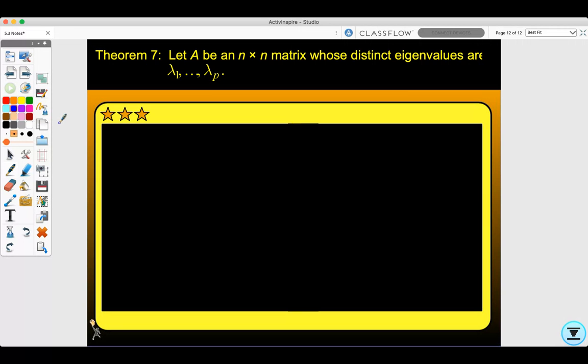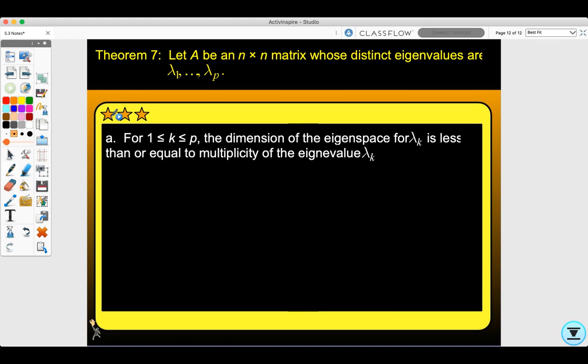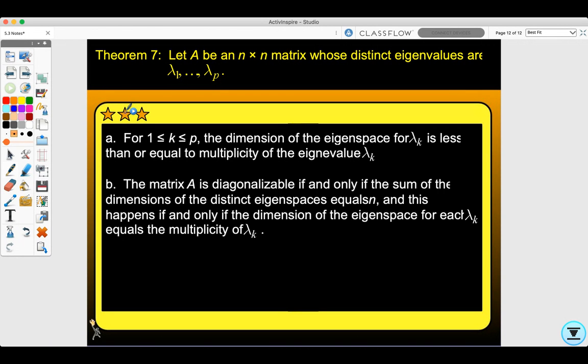Theorem 7. Let A be an n by n matrix whose distinct eigenvalues are lambda 1 up to lambda p. A: For 1 less than or equal to k less than or equal to p, the dimension of the eigenspace for lambda k is less than or equal to the multiplicity of the eigenvalue lambda k. B: The matrix A is diagonalizable if and only if the sum of the dimensions of the distinct eigenspaces equals n. And this happens if and only if the dimension of the eigenspace for each lambda k equals the multiplicity of lambda k.